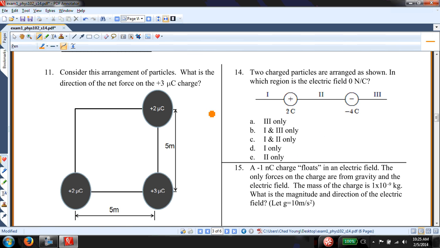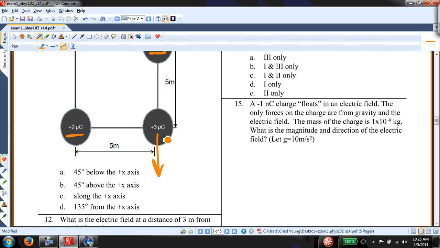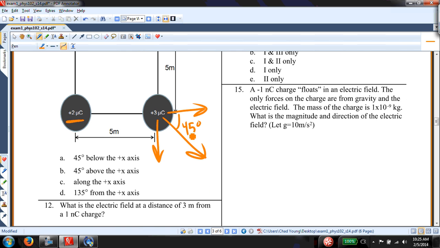So this arrangement of particles, what is the direction of the net force on the plus 3 microcoulomb charge? All right, well, notice I have equal charges here and here, and so they're going to exert equal forces on there. Now, because of that, the net force is going to be at an angle of 45 degrees in that direction. So that's 45 degrees below the positive x-axis.